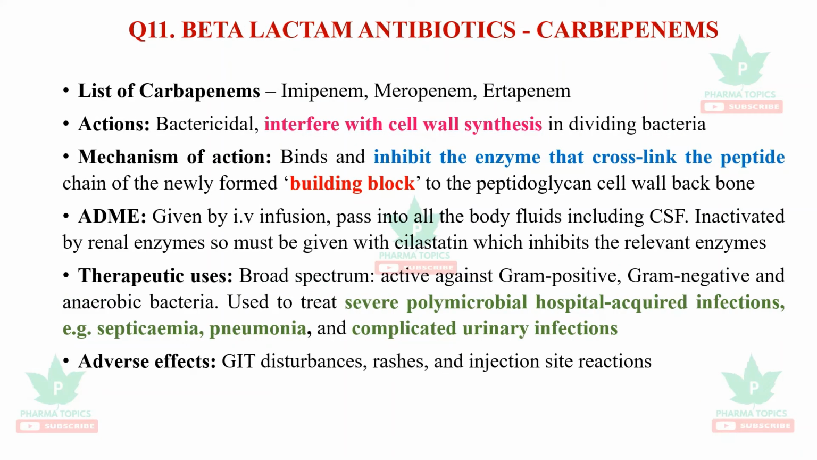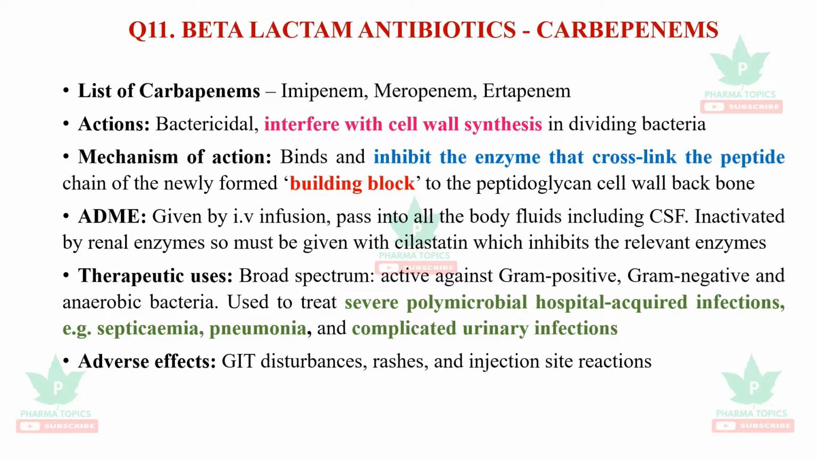Question number 11 is carbapenems. A short note on carbapenems. They are beta-lactam antibiotics. The list of carbapenems are imipenem, meropenem, ertapenem. They are bactericidal. They interfere with the cell wall synthesis. The mechanism is the same. They bind and inhibit the enzymes that cross-link the peptide chain of the newly formed building block to the peptidoglycan cell wall backbone.